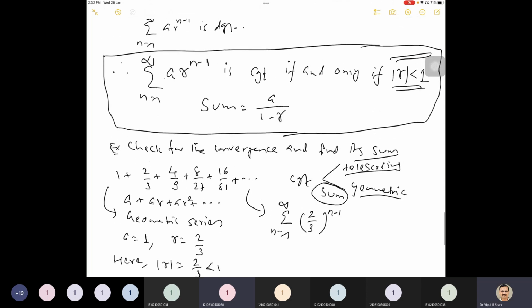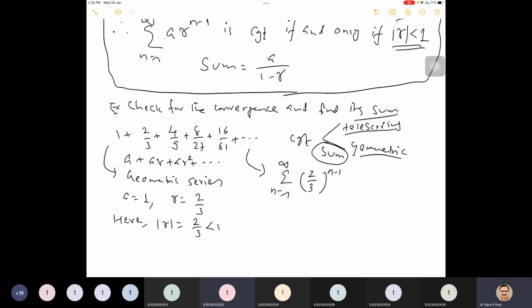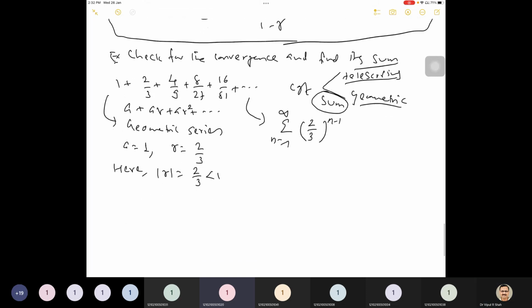A geometric series is always like this: A R power n minus 1. A is 1 here, R is 2/3. So modulus R is less than 1. That means this series is convergent. And here we can find this sum also.